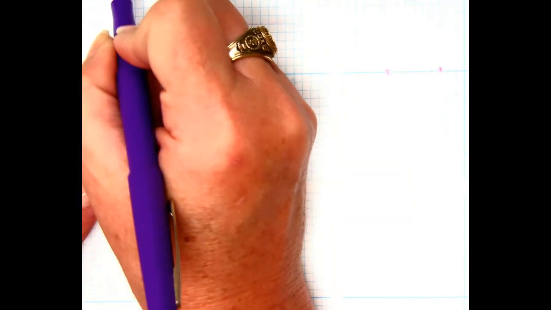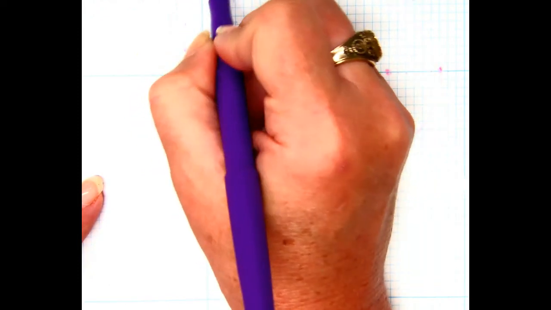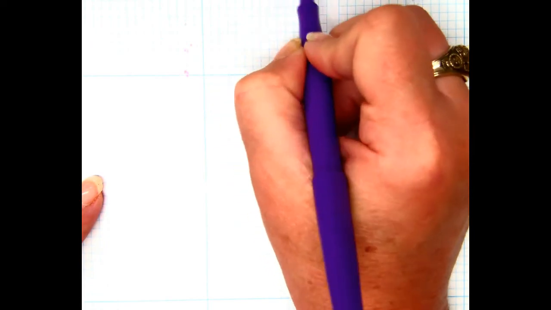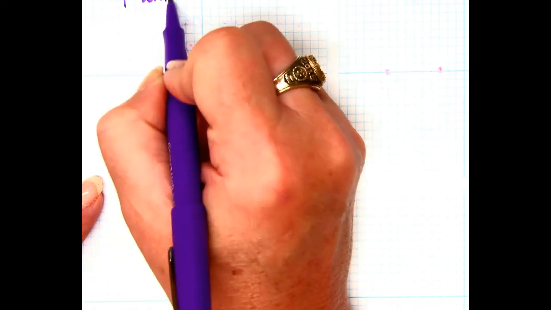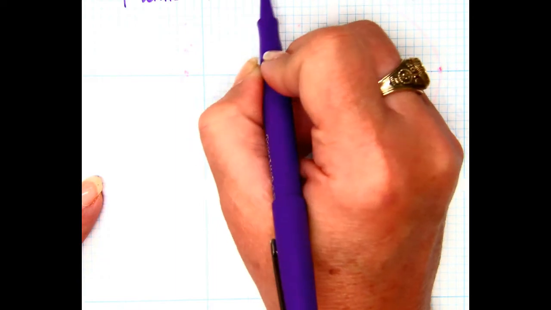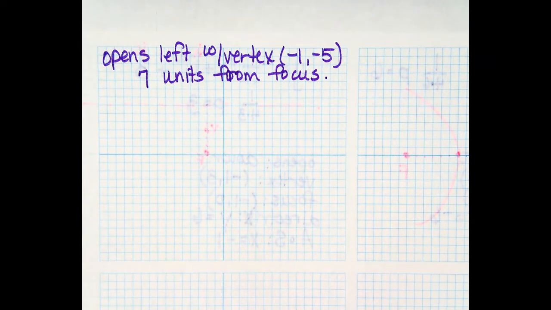So what if I tell you that it opens left, and I tell you it has a vertex at -1, -5, and that it's 7 units from its focus. Oh, you can't even see any of that, sorry. It opens to the left with the vertex at -1, -5, and it's 7 units from its focus.